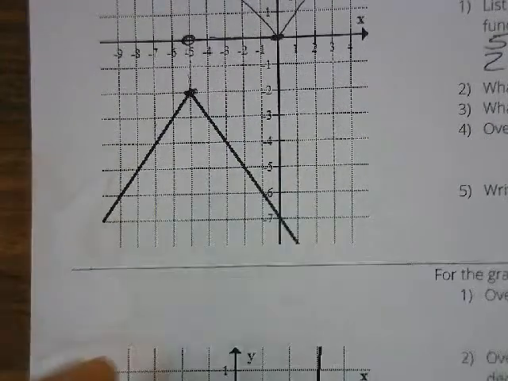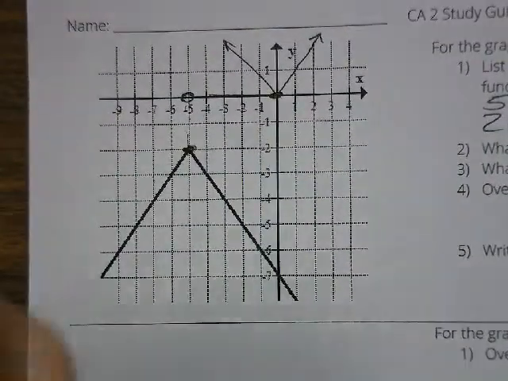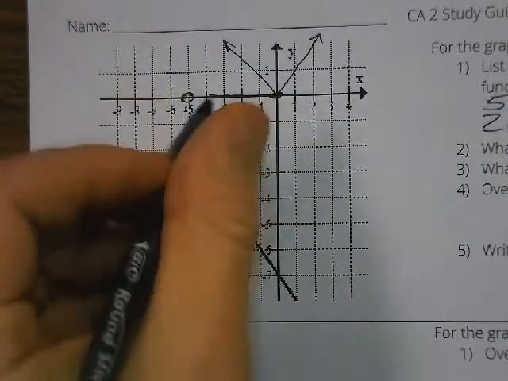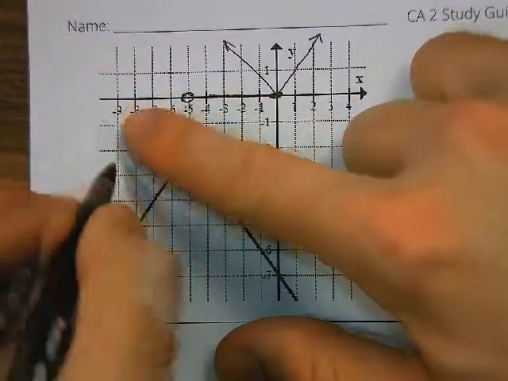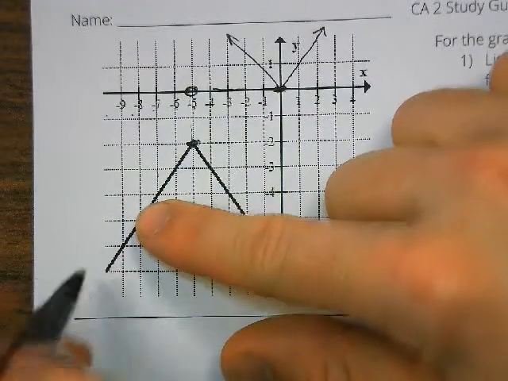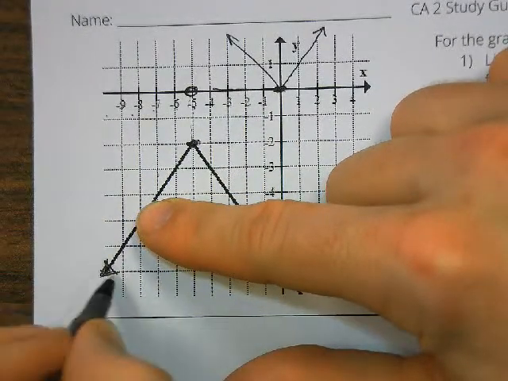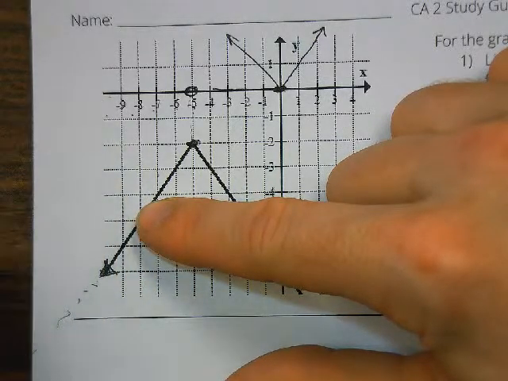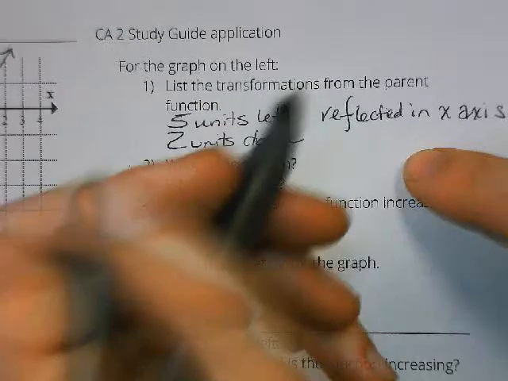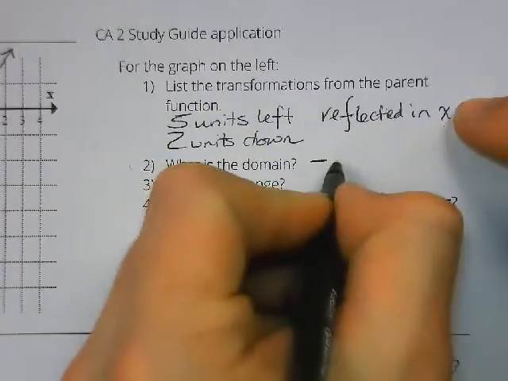So domain. Domain is talking about what are the biggest and the smallest x numbers I could have. So the smallest x numbers, -5, -6, -7, -8, -9. I still have a graph down here, and as a matter of fact, I'm going to continue having a graph. It's going to keep on going down, so I'm going to keep on having smaller and smaller x numbers, all the way out to -infinity.